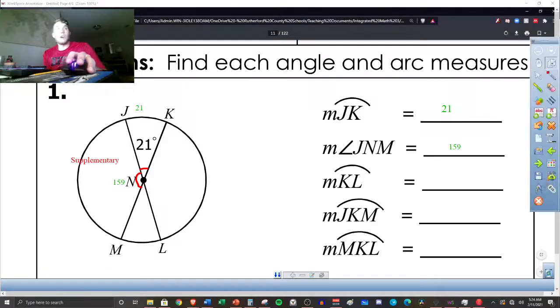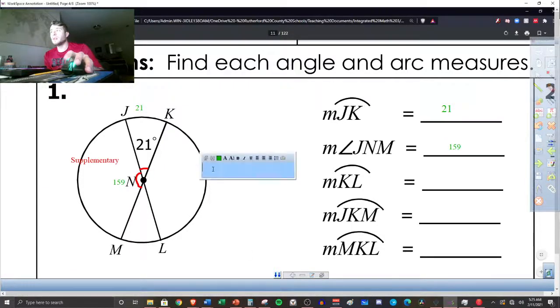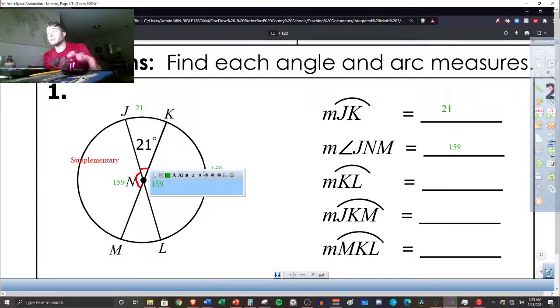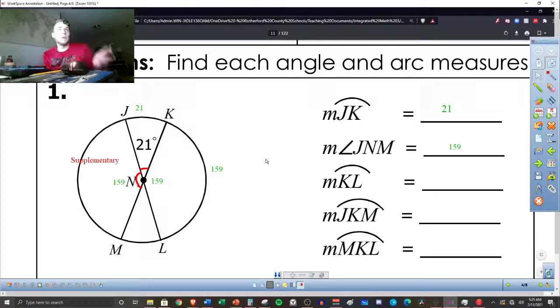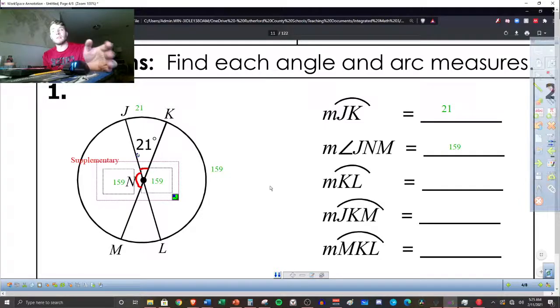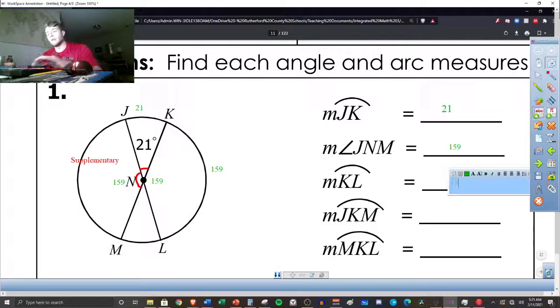Next, we need KL, arc measure. It says arc KL, so K to L. Well, we don't really have the central angle, and we don't really know what that would be. There's a couple ways we could find this. First off, J to L is 180 degrees, so we know that 21 and whatever this arc is should be 180, so this should be whatever the complement is of that. So we did 180 minus 21, so this should be 159. Which would also imply that this angle here is 159. There's sort of two ways you could have done it. These have to be congruent here and here because they're called vertical angles. That was a definition that we had on our last set of definitions, vertical angles. So we're going to put in here KL is 159.